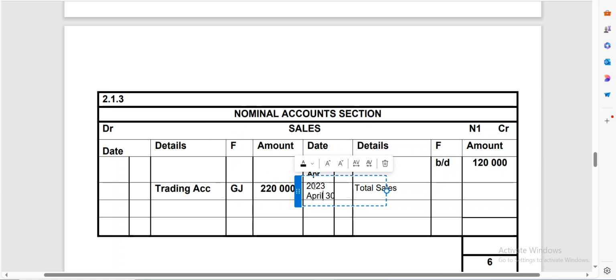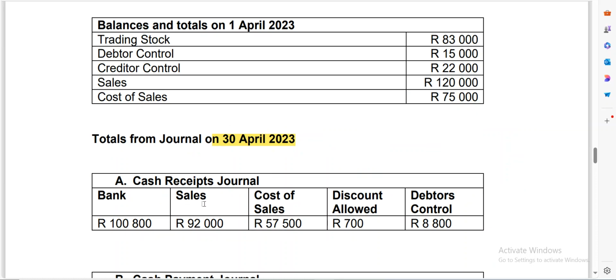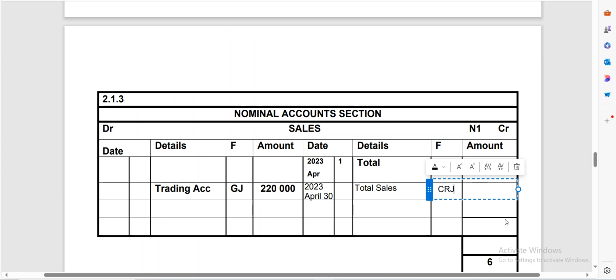Okay, so this is how we will record this, and then in the folio you tell us where you got this information. We got it from the CRJ, so we'll write CRJ here, and the total of our sales column in the cash receipt journal is 92,000. This means that this is the money that we have gotten from our cash sales in the CRJ, which is 92,000. Now when a learner has done this, they already have 2 marks for just doing this part.